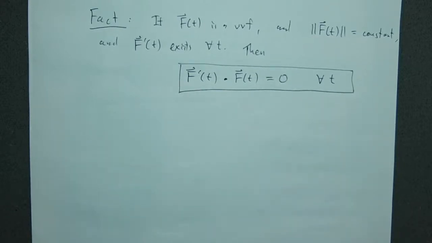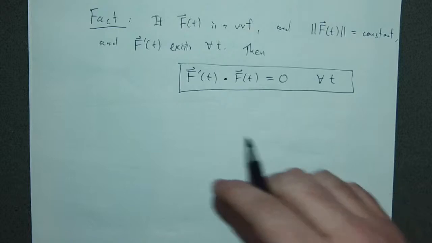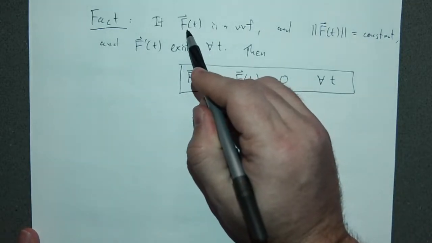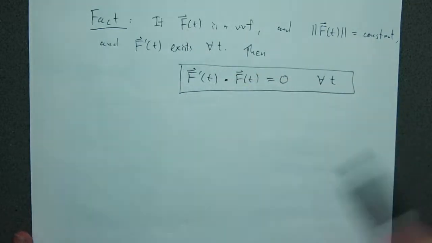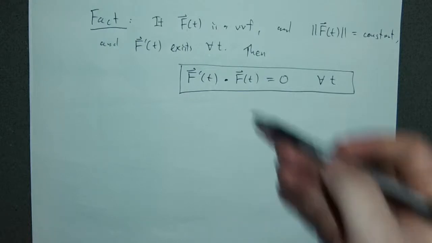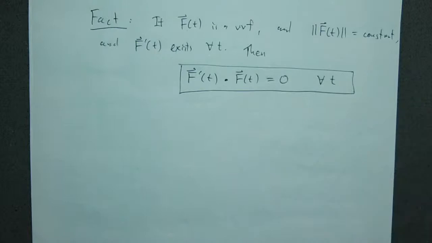Now, you might be confused by this, because you might be thinking, wait. If I have a vector valued function f of t, and I'm thinking about that as tracing out a curve, right? Because that's our main use of vector valued functions. So I'm thinking about that as tracing out a curve.